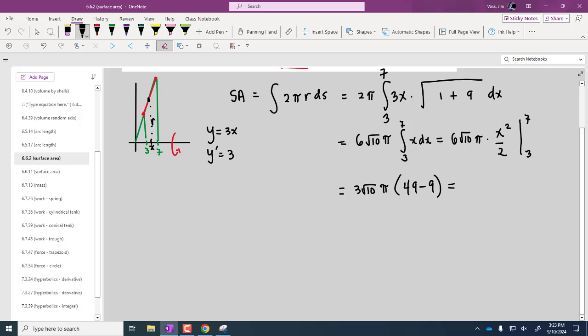Is that what you all see? 2 goes into the 6, 3 root 10 pi, 49 minus 9. So 120 root 10 pi. Surface area.